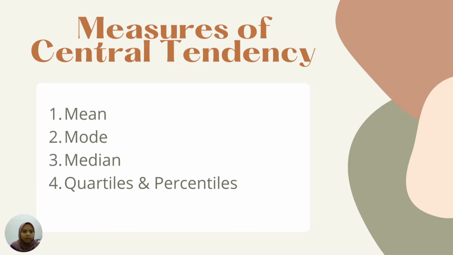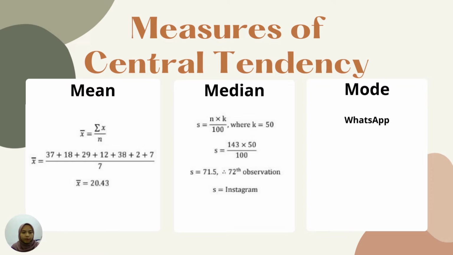And also from this data, we have measured the central tendency, which are mean, mode, median, quartiles, and percentiles. For the first measure of central tendency, which is the mean, we have obtained a mean for this data of 20.43, and the median is 71.5, which is the 72nd observation, and it is Instagram. And the mode is WhatsApp, because WhatsApp is the most dominant app among the other 6.